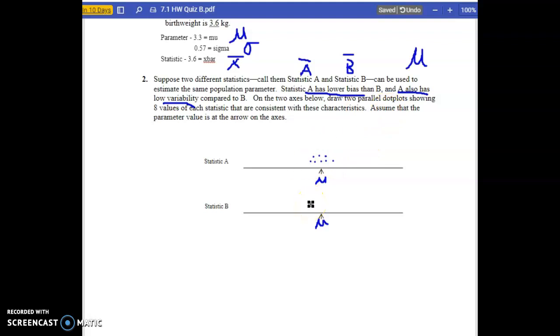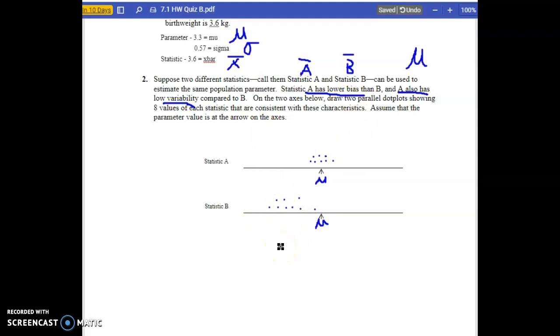And then B, your answers could vary here. But B is not as good. B says it's higher bias, so they're more spread out. We'll just do this. 1, 2, 3, 4, 5, 6, 7. We'll just say 8. So they're more spread than A, because A has lower variability, so B has more variability, and B has more bias if A has lower bias.